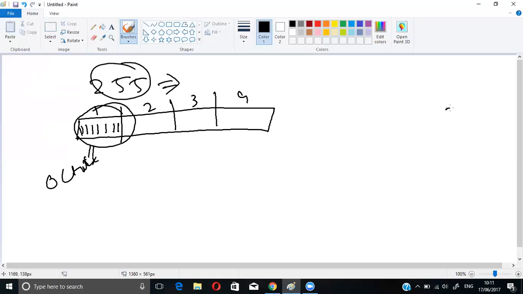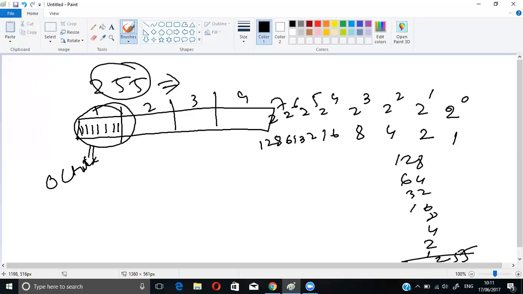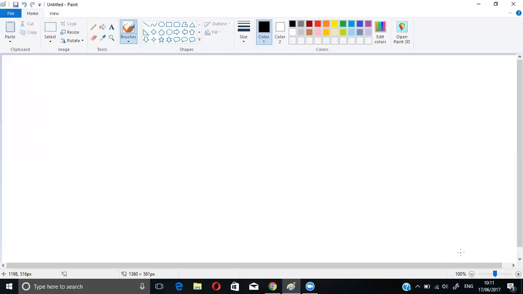Those 8 bits start from 2 power 0, 2 power 1, 2 power 2, 2 power 3, 2 power 4, 2 power 5, 2 power 6, and 2 power 7. So 2 power 0 equals 1. This is 2, this is 4, then 8, then 16, then 32, 64, and 128. If you add all of those, 128, 64, 32, 16, 8, 4, 2, and 1, it will be 255. Is that clear? So this is all about the subnet mask. They came in this way.